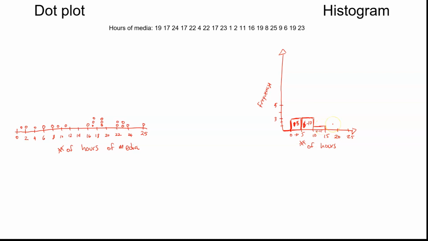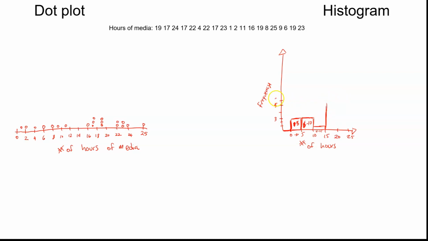And then we have 15 to 20. 15 to 20 is where we get most of our data. We have 16, we have 3 17s, 3 19s. So we're going to be a little bit above our 5 here. We have 16, 17, 17, 17, 19, 19, 19. So that is 7 people who watched between 15 and 20 hours, or 16.